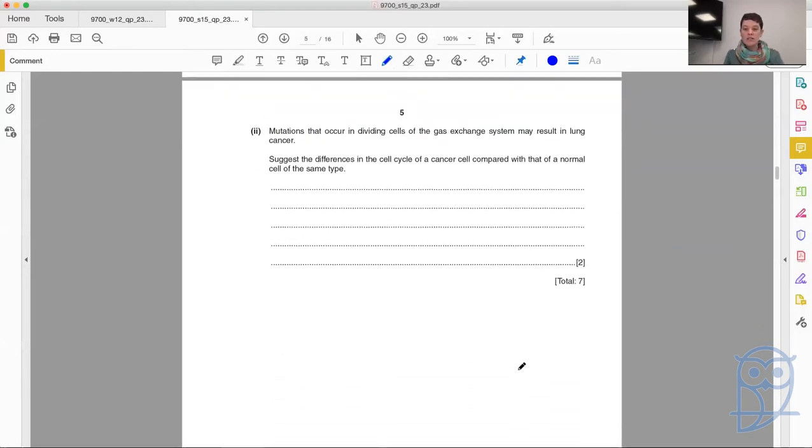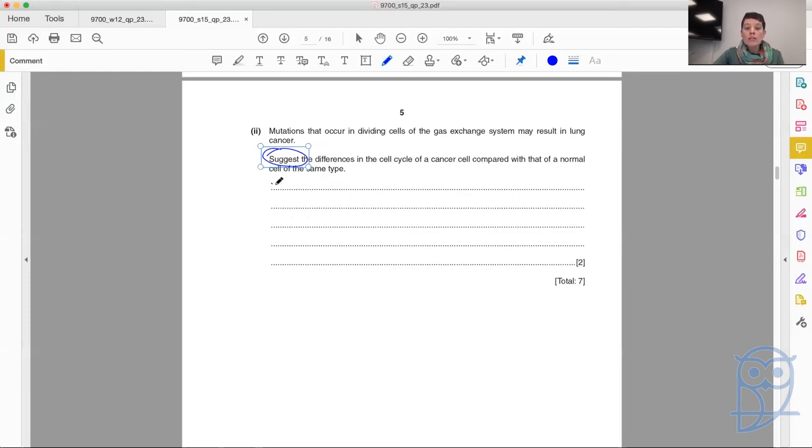Last piece of this question. Mutations that occur in dividing cells of the gas exchange system may result in lung cancer. Suggest the differences in the cell cycle of a cancer cell compared with that of a normal cell of the same type. So it's a suggest question, which means you've got to think about what you know and then you've got to apply it in this situation. So what is the thing about cancer? It's about that uncontrolled mitosis, that lack of regulation. So we can start there.